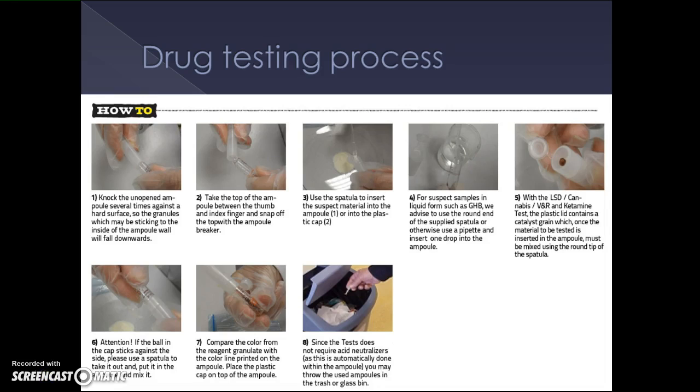Drug testing process. These are the steps to a presumptive test. The first step, take off the top of the test tube. Second, insert the unknown substance and mix it with a special water with granules in it, which help identify the drug. Then, compare the color of the tube to the different colors for drugs. So a color will indicate which substance it is. And then you have found what your illicit drug is.